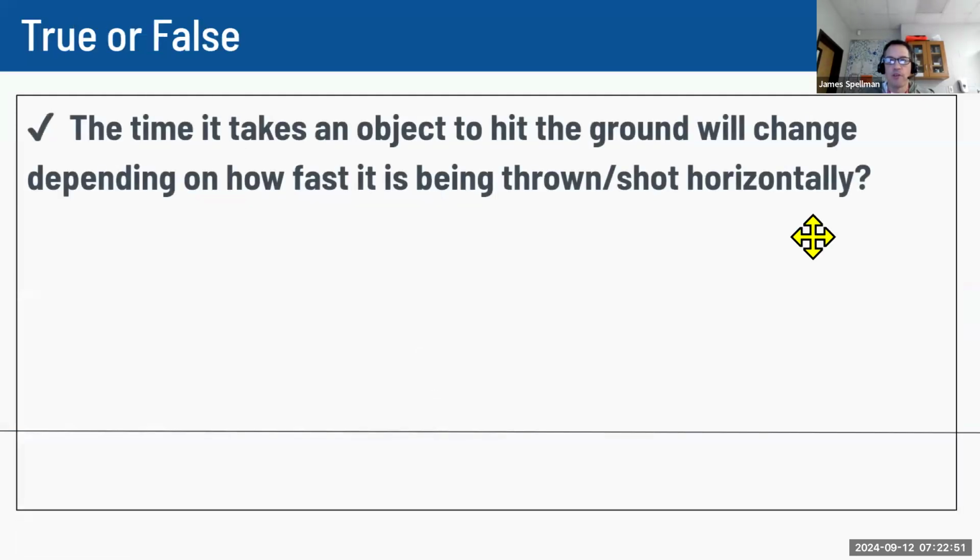So one of the questions I've got for you on your handout is number 4, and if you haven't filled out everything for number 4, you probably want to pause your video and look at what you've done so far. My question says the time it takes an object to hit the ground will change depending on how fast it's being thrown or shot horizontally. This is kind of a true-false statement. So in other words, if I've got an arrow, a ball, no matter what it is, if I throw it as hard as I can in a straight line, does that change how long it stays in the air? And most of us think that it will.